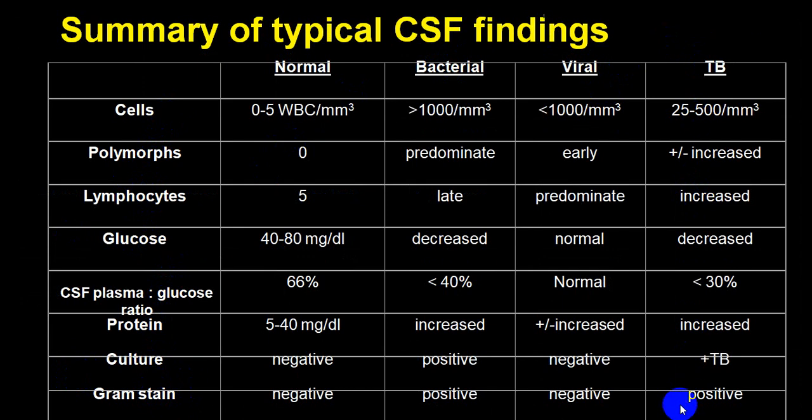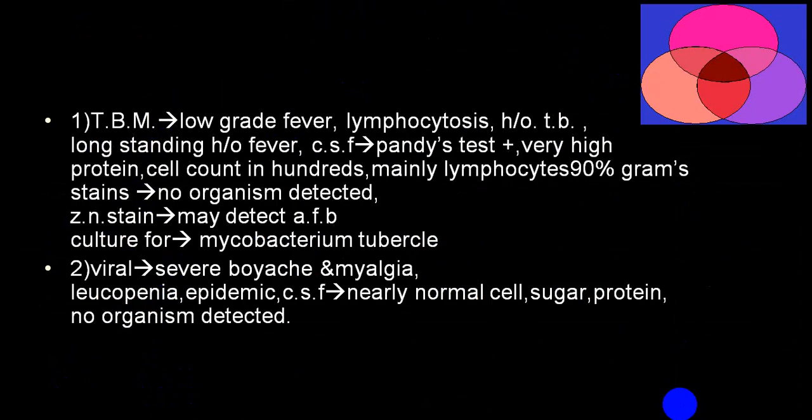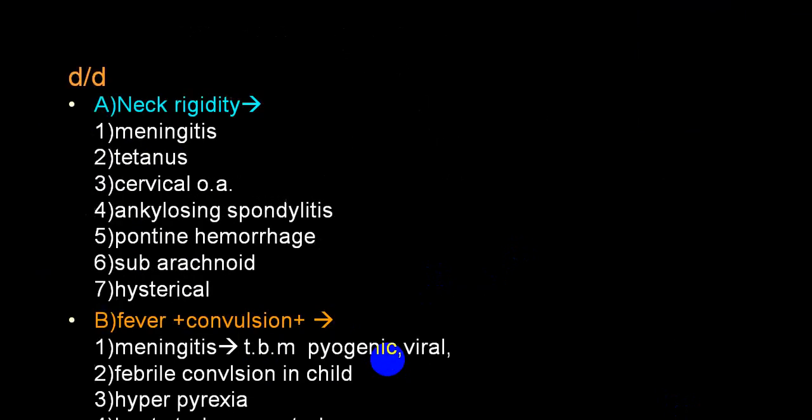But before starting antibiotics, you must be able to differentiate between tubercular meningitis, viral meningitis and bacterial from other groups, that is aseptic meningitis, non-infectious group, etc. You should be able to differentiate. Also, a good number of times a person may have neck rigidity, which can be there in tetanus, ankylosing spondylitis, pontine hemorrhage, etc. And a person might have fever with convulsions. There may be a good number of other conditions which should not be misdiagnosed as meningitis.